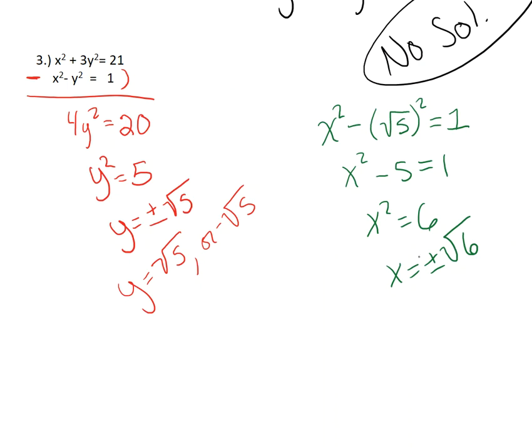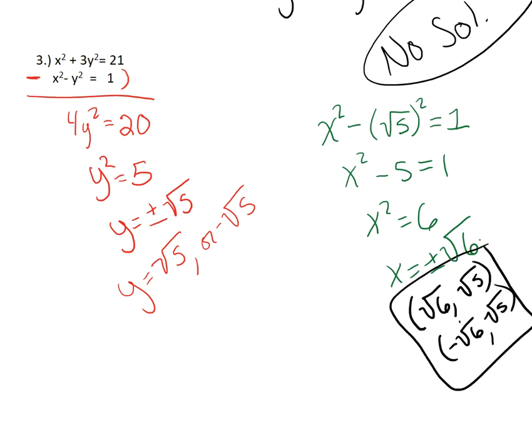So let's think about what that means. X also generated two solutions for this. So this will actually give us two points: square root of 6, comma, square root of 5, and negative square root of 6, comma, square root of 5. So there's two right there.